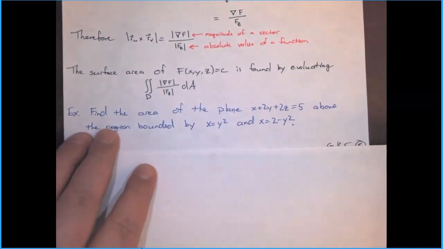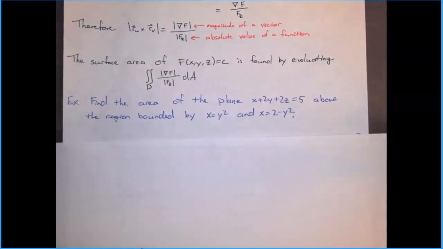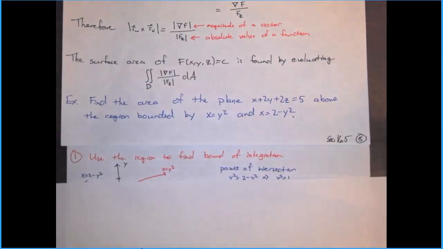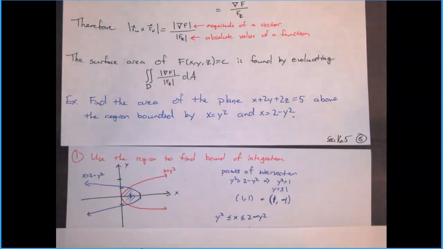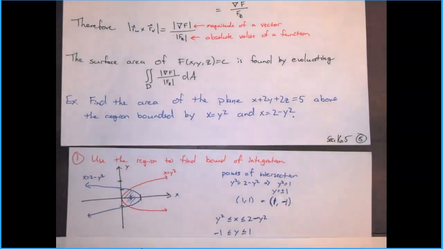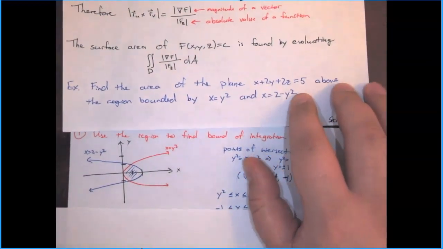Find the area of the plane x plus 2y plus 2z equals 5 above the region bounded by x equals y squared and x equals 2 minus y squared. The first thing I want to do is look at this region in the xy plane and figure out what our bounds of integration should be. So here's everything all at once, and we can go through it.